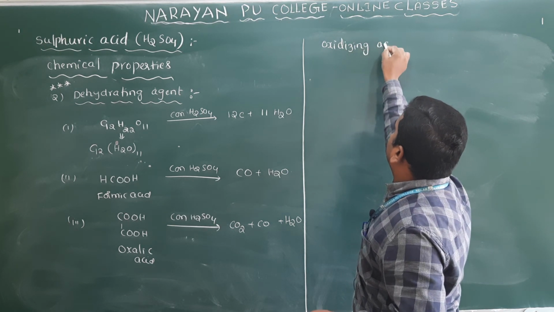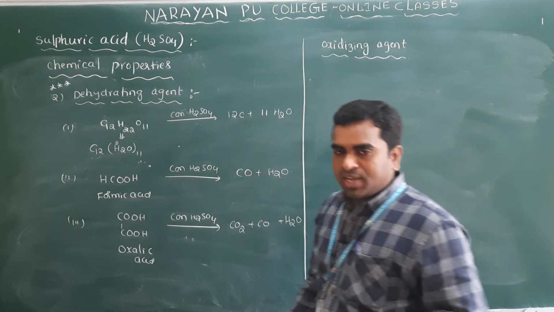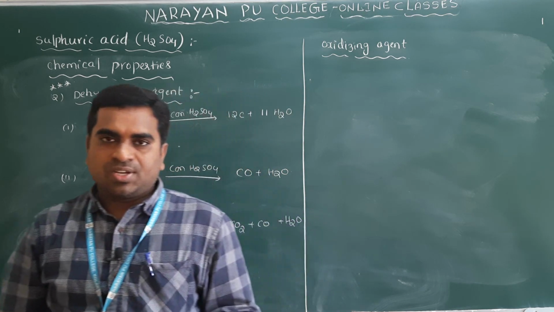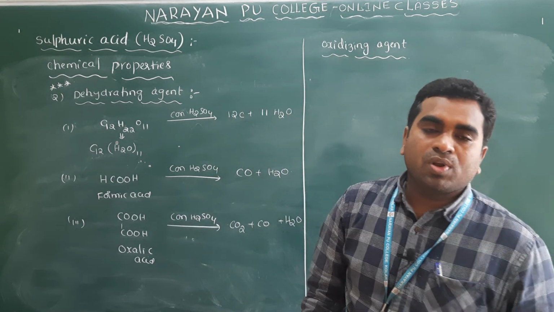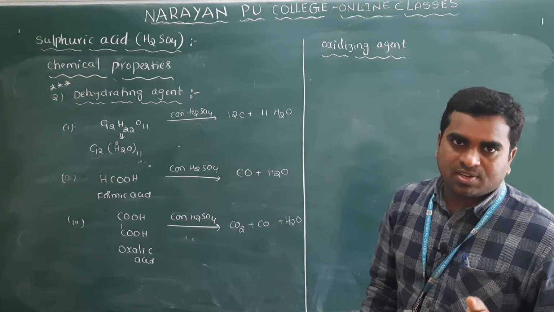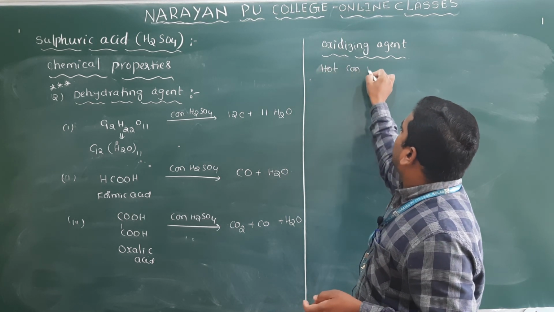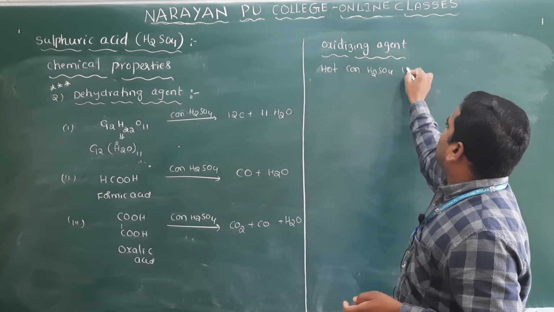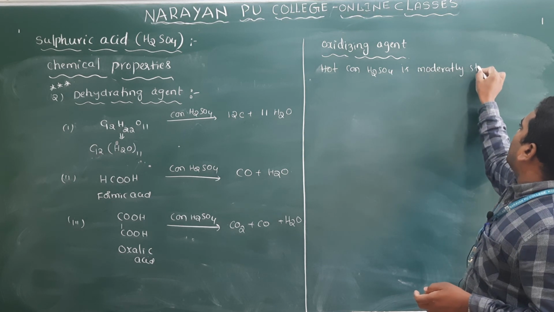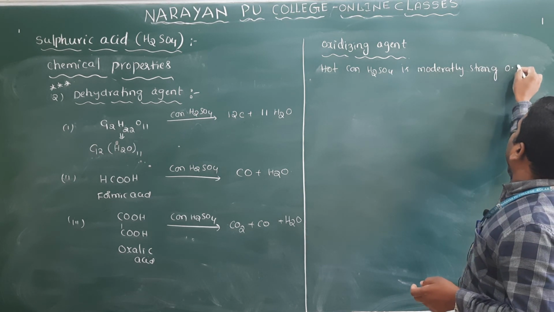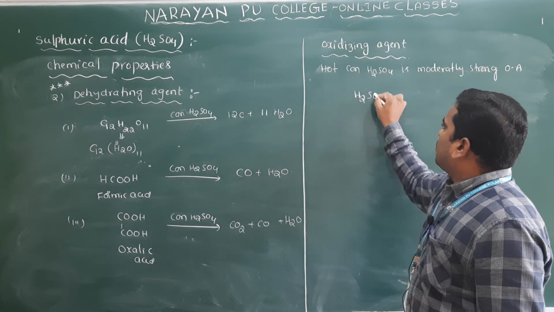Oxidizing agent. Clear? Here, H2SO4 is a moderately strong oxidizing agent. Clear? It means hot concentrated H2SO4 is a moderately strong oxidizing agent. So if I take H2SO4 here, hot concentrated means you heat this one.